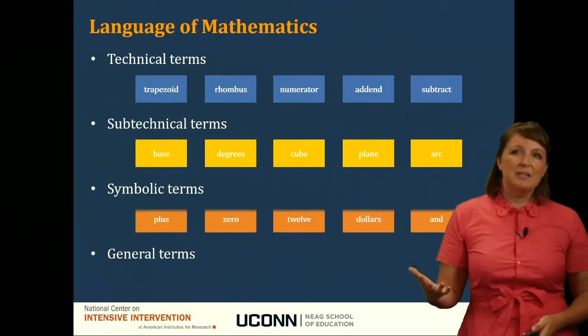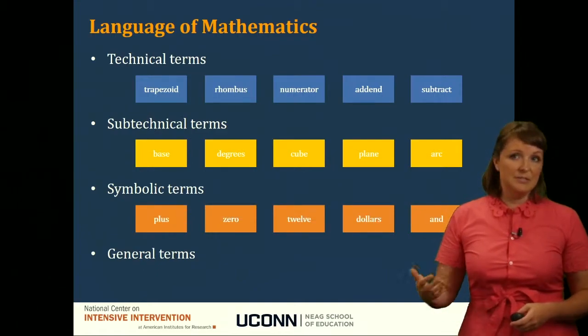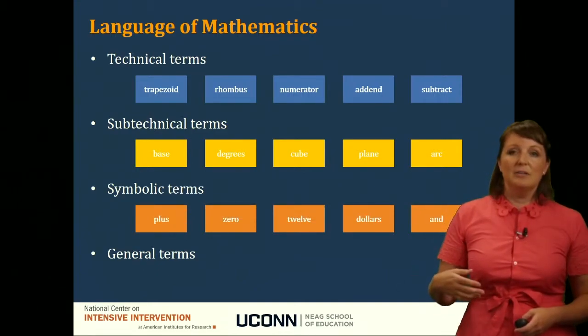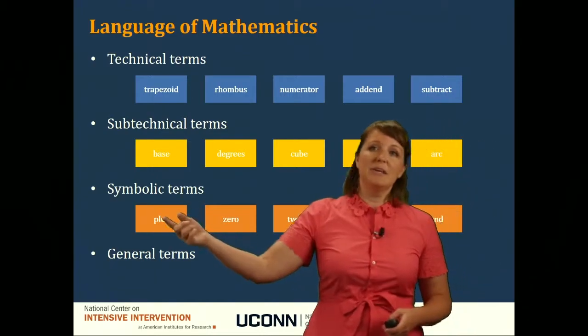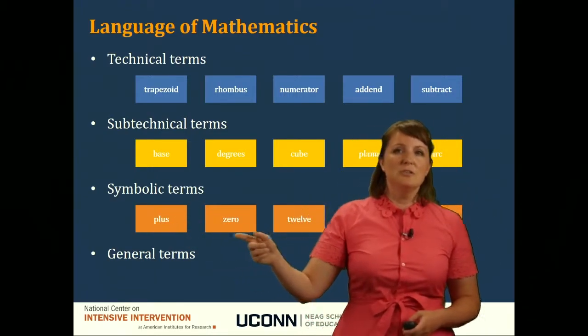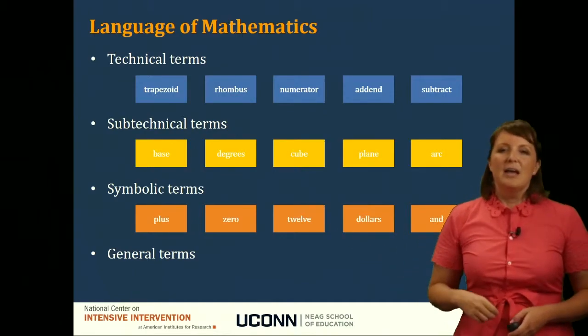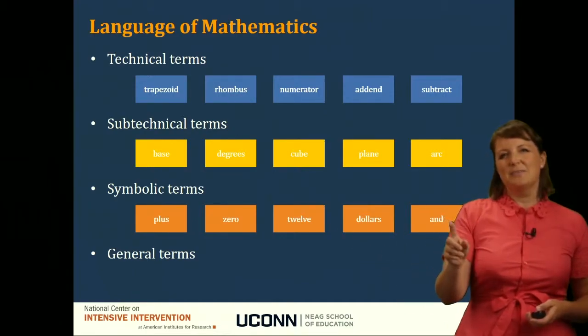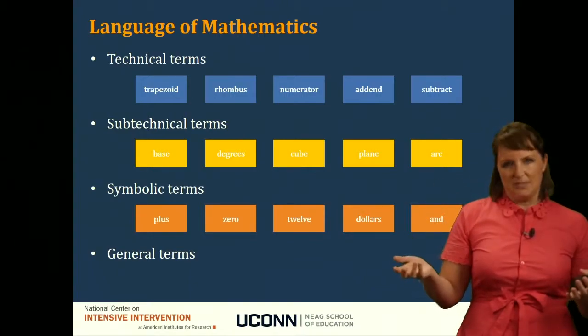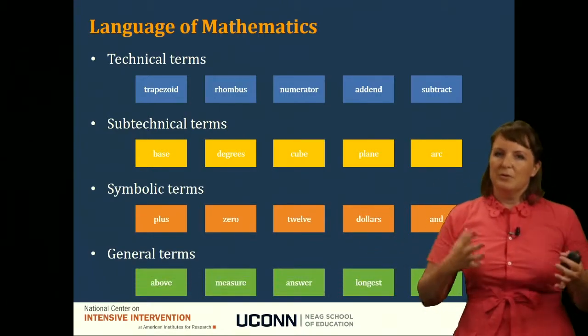We also have symbolic terms that describe the numbers and symbols of mathematics. So not only do students have to know what the plus sign means, they have to be able to read the word plus. Students have to be able to read the word form of numbers and units. Oh, and is right here to represent the decimal point, or the break between whole numbers and rational numbers.